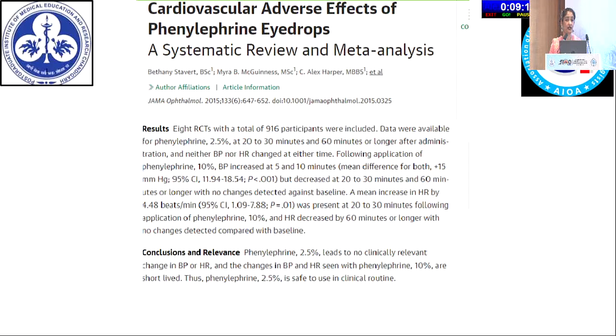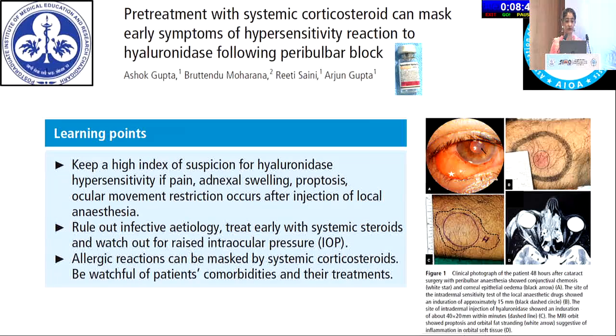But you have to be very careful in a certain subset of patients, especially diabetics who have a lot of autonomic neuropathy, and in patients with pre-existing cardiac diseases. Any patient who has an increase in BP of 20 systolic and 10 diastolic has twofold risk of stroke and MI. So there is a certain subset of patients which needs to be identified, where using higher concentrations of phenylephrine can be problematic.